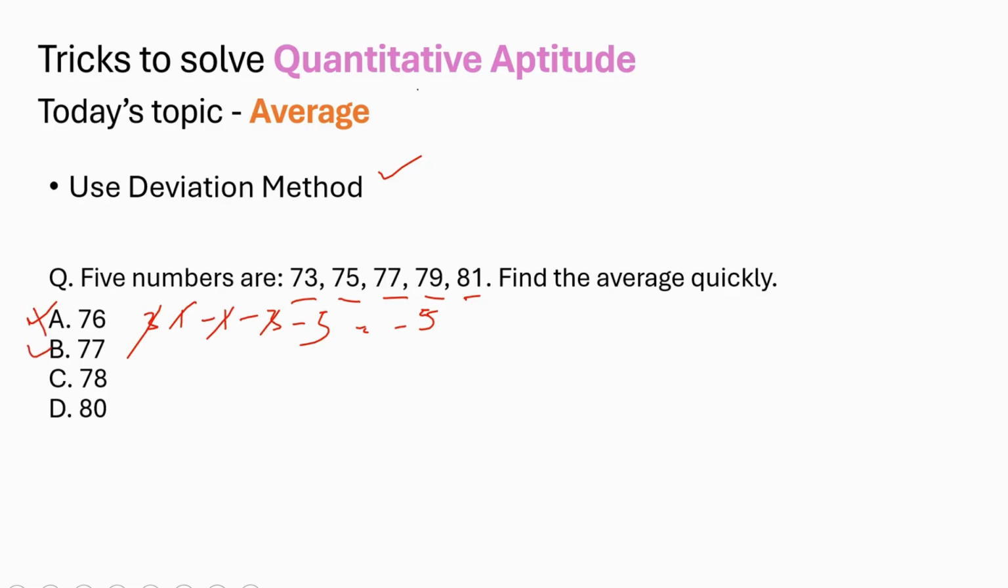Let's take 77. So 77 minus 73 is 4. Then 77 minus 75 is 2. Then 77 minus 77 is 0. Same way minus 2 and minus 4. So here if you see, the sum is 0. So your answer is 77. The average of these numbers is 77.